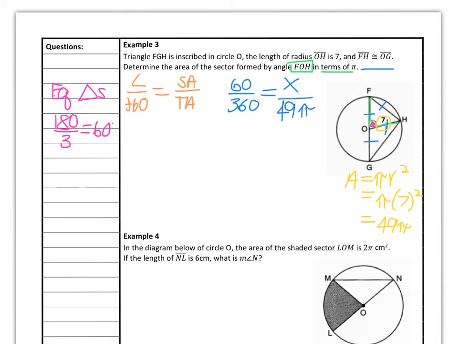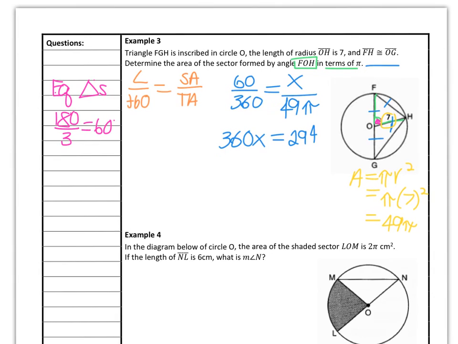So if you're someone that's comfortable doing that, why don't you go ahead and pause the video and then try it for yourself. If you want me to walk you through it, I'll go ahead. So 360 times x is 360x. 60 times 49 gives us 2,940. And again, I have to make sure I keep bringing that pi along.